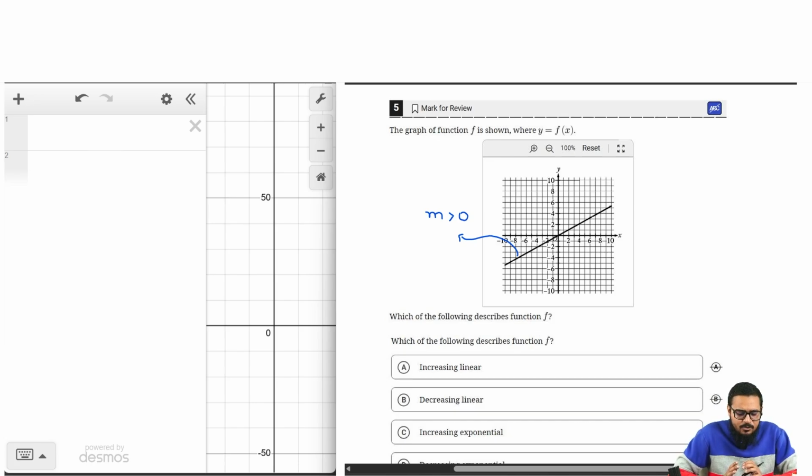You can just figure out the sign of your gradient by looking at the direction of the graph while moving from left to right. It's actually going upwards. It's a linear graph, the first thing that I know. And secondly, since the slope is greater than 0, I'm going to code this as increasing linear, right? Answer option A should be the better choice for this question.